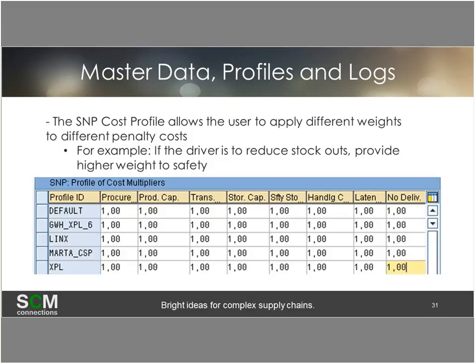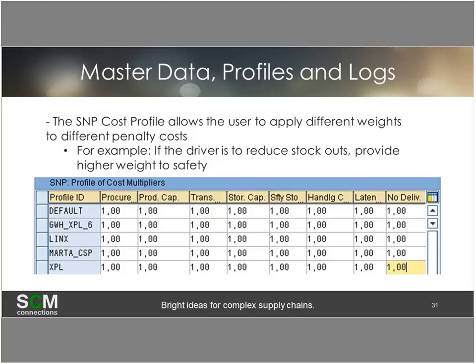The other thing that we have available is something called the cost profile. The cost profile, some customers use, some don't. Basically what this allows you to do is apply a different weight to different penalty costs. So when you first get the optimizer, you will see that everything has the same weight. So everything will be set as a 1.